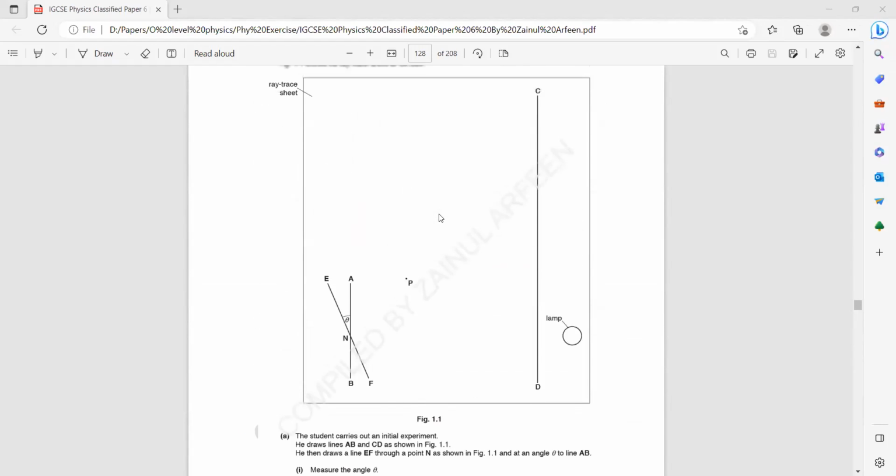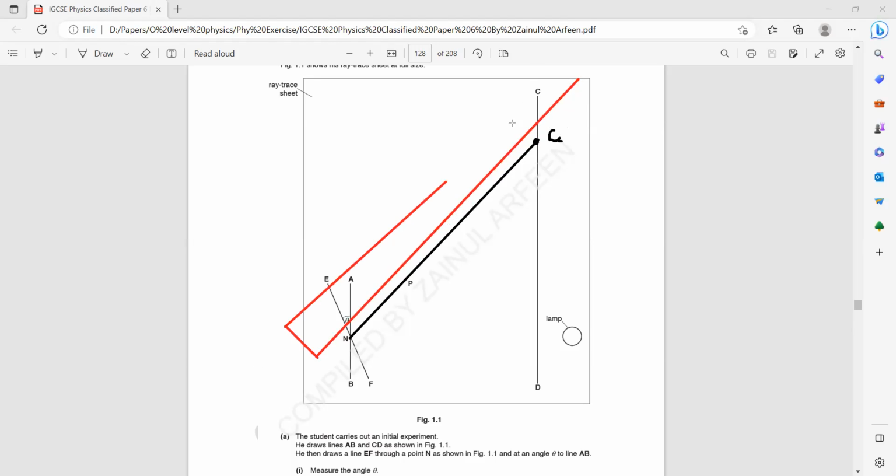How to measure L and G? What you have to do is place your ruler or the scale, like you draw a line from N to P and continue until it meets a point on line CD. And you have to place your ruler next to this line and measure the length of the line.